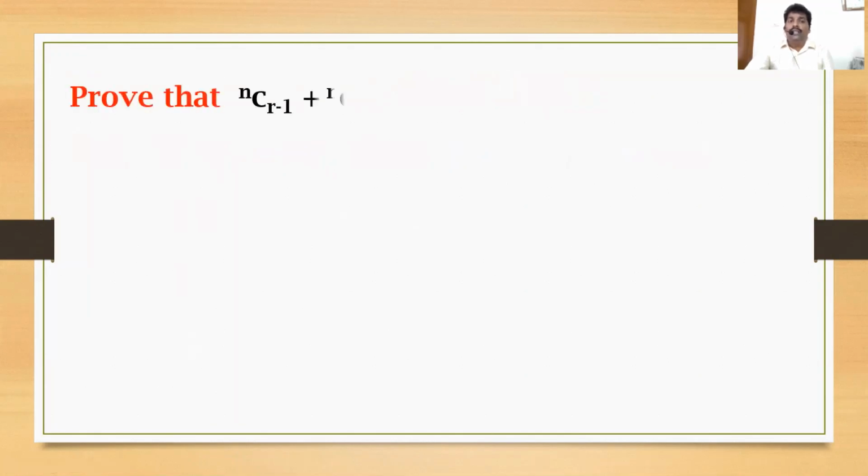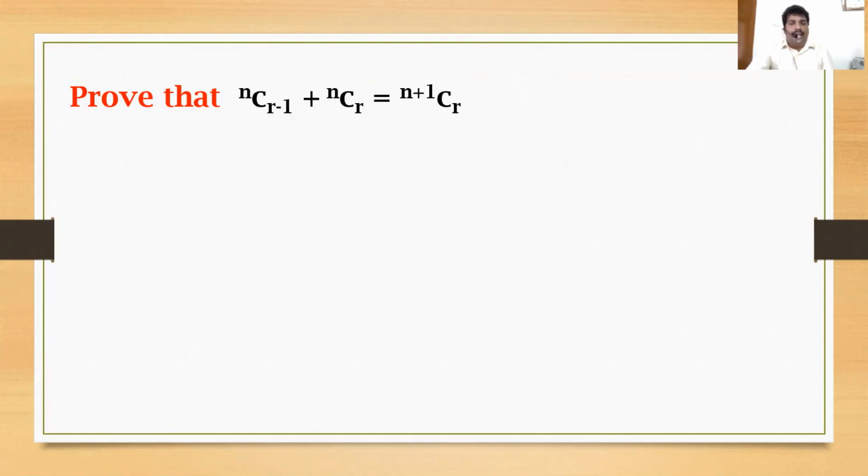Next, prove that NCR minus 1 plus NCR is equal to N plus 1 CR. This is also one of the important theorems. Very easy to prove. Again, just an application of our NCR formula. What is the NCR formula? N factorial divided by n minus r factorial into r factorial. So using that formula, we'll prove it.